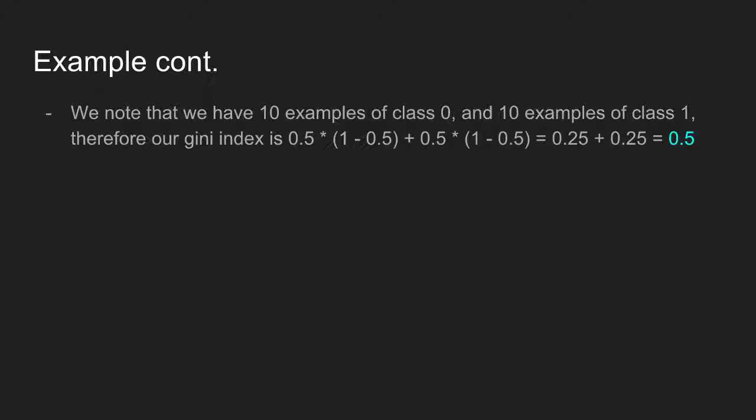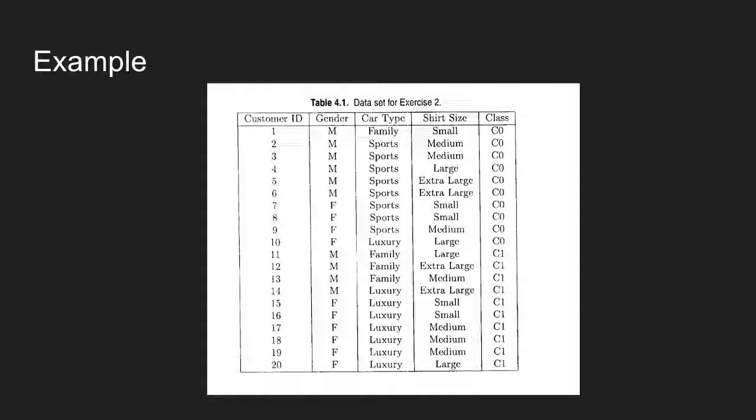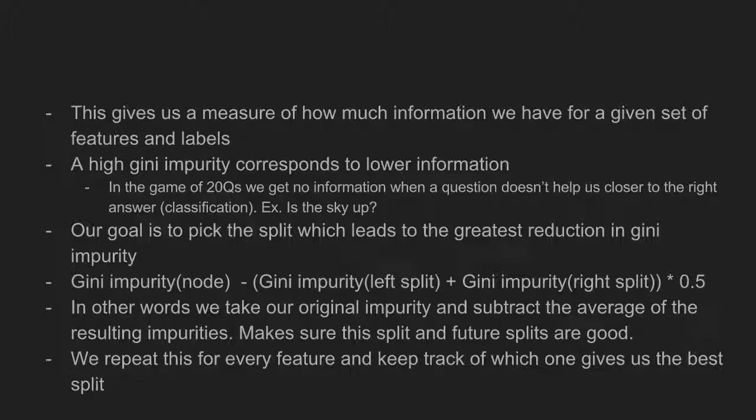Equals 1/2, right? Hopefully that makes sense to everyone. Because each of these classes had a 1/2 frequency, we just square each of those, add them together, and we are left with 1/2. And so now let's actually get into decision trees.